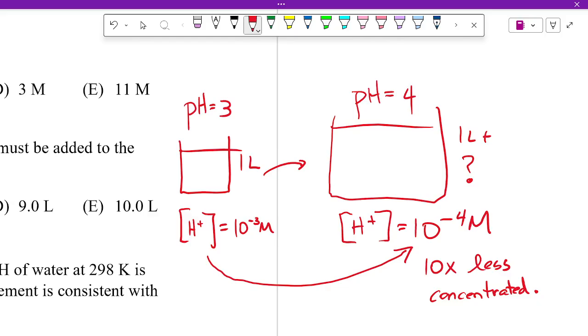So what does our volume have to be? How many times bigger does the volume have to be? The volume must be 10 times bigger. So what's our new volume? We started with 1 liter. We're now going to have 10 liters. And we're asked how much water we needed to add. So that's going to be 9 liters. Yeah?